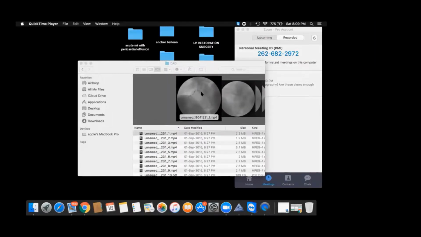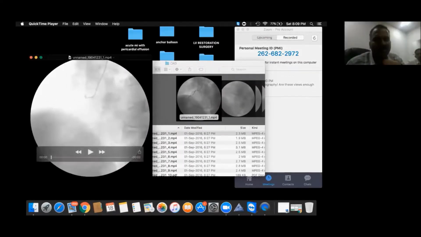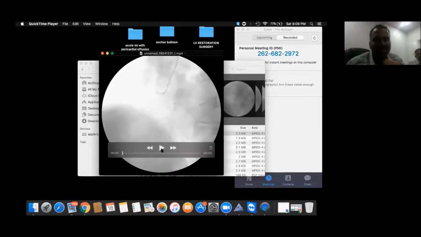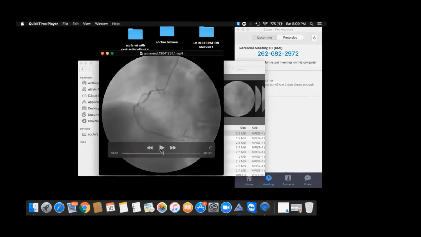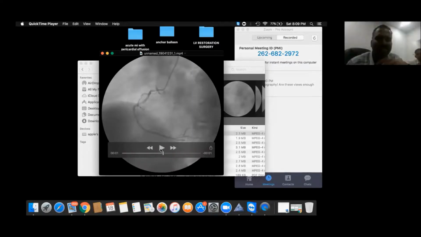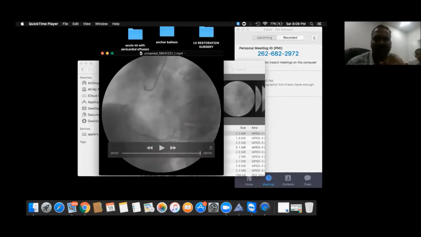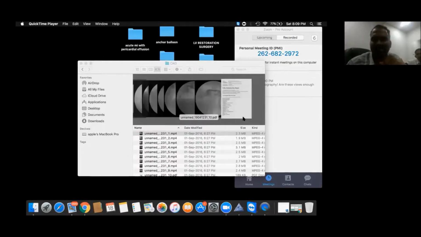So I'll now show the other view, the conventional RCA view. Yeah, ostial. I could see an ostial tight lesion. It's a tight lesion in the ostium, which you are not able to see in the cranial view, but quite visible in a routine view. So this is one thing in this case.